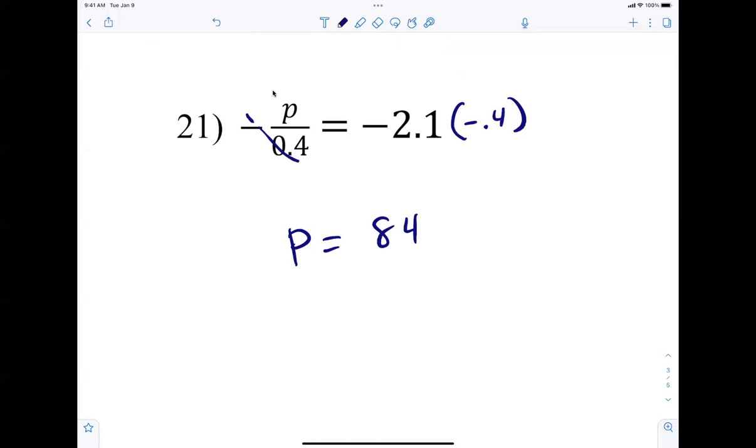How many places are there? It's 0.84. Yes, 0.84. Remember, decimal places, 2 decimals, move it 2 places. All right, that's why this is a good review. All right. 23, Mikey.